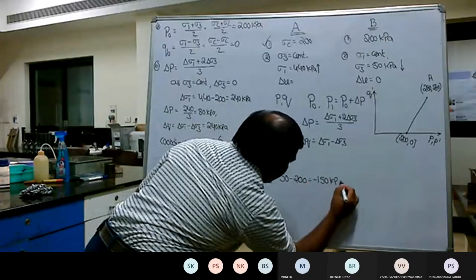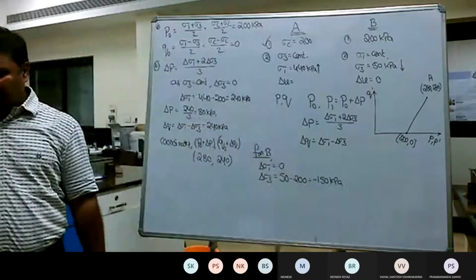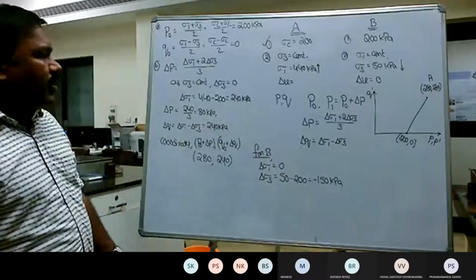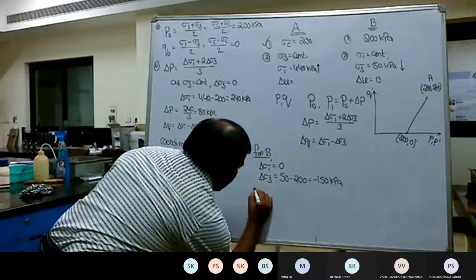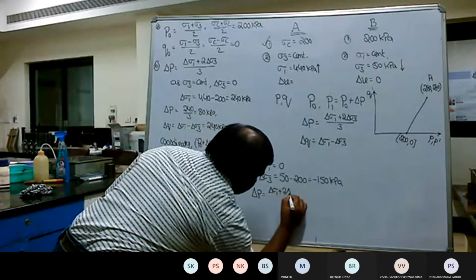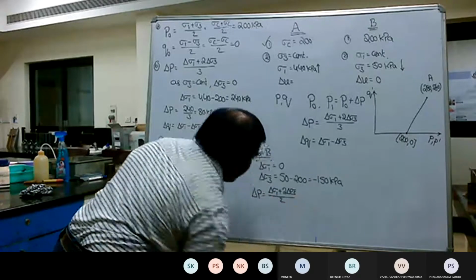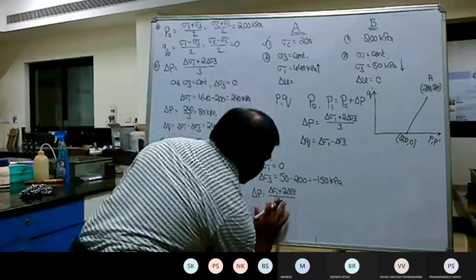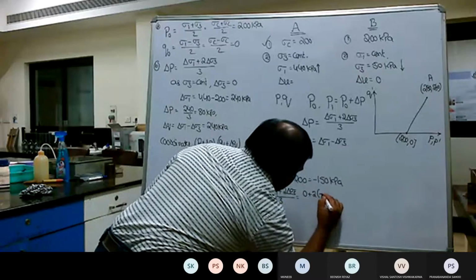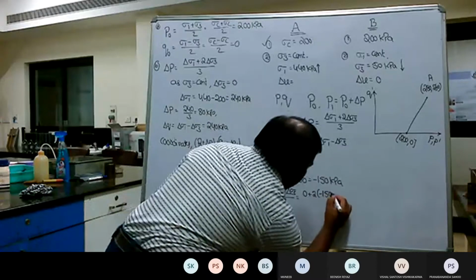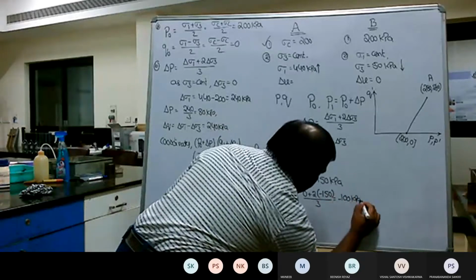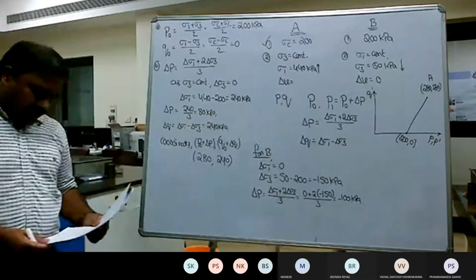So be careful with the sign convention. Final minus initial: 50 minus 200, minus 150 kilopascals. Now we can calculate delta P, which is delta sigma 1 plus 2 delta sigma 3, divided by 3. So this is 0 plus 2 into minus 150, divided by 3. So this is minus 100 kPa.